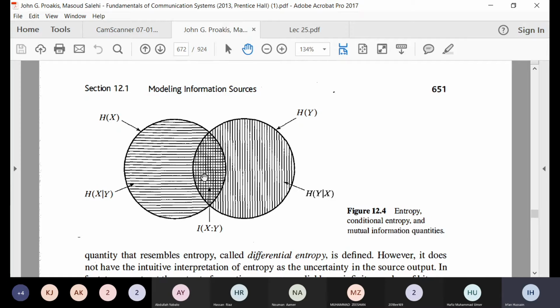Now this is the mutual information, and you can see this is given by H(X) minus H(X|Y), or you can say H(Y) minus H(Y|X). From this circle, by subtraction, or from that circle, you will get the same result.